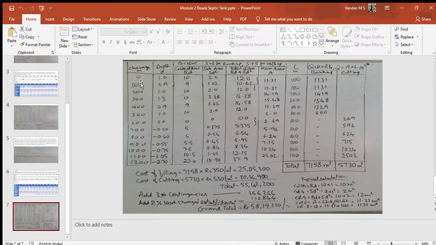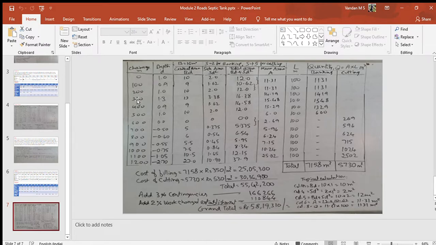There are 9 columns in the table. Formation width and side slopes are written at the top of the table. In the given problem, the formation width B is equal to 10 meter and side slope S is equal to 2 meter for banking and S is equal to 1.5 meter for cutting. The typical calculation is shown at the right bottom of the table.